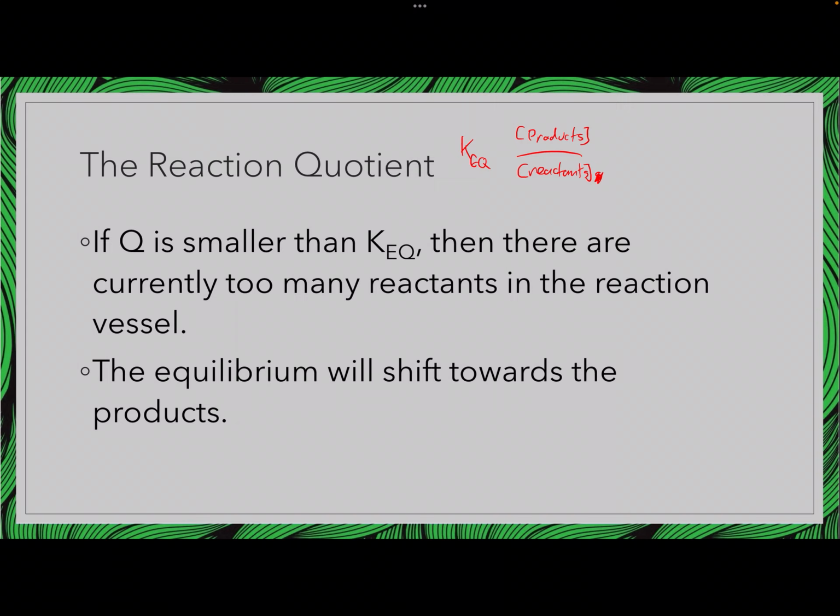If our Q ends up being smaller than KEQ, it means that the number at the bottom is either bigger than it should be, or the number at the top is smaller than it should be. So it's one of those two things, or it could be a combination of both. Basically, if there's too much at the bottom, it needs to move towards the top. So it needs to go from reactants to products.